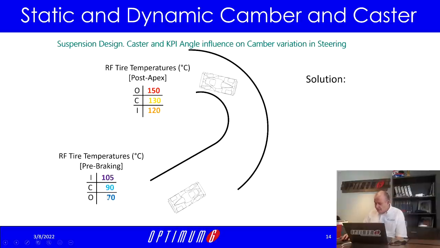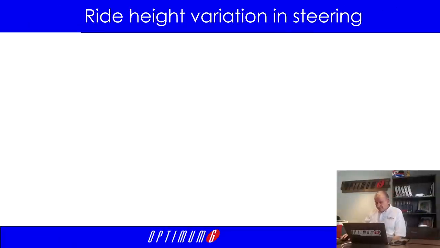So what's the solution? Well, the solution is to have less static camber and more caster. I'm not going to go through all the formulas, but caster deeply influences the camber variation in steering. And that's even more true in a very tight corner, because guess what? On a very tight corner, you turn the steering wheel even more.